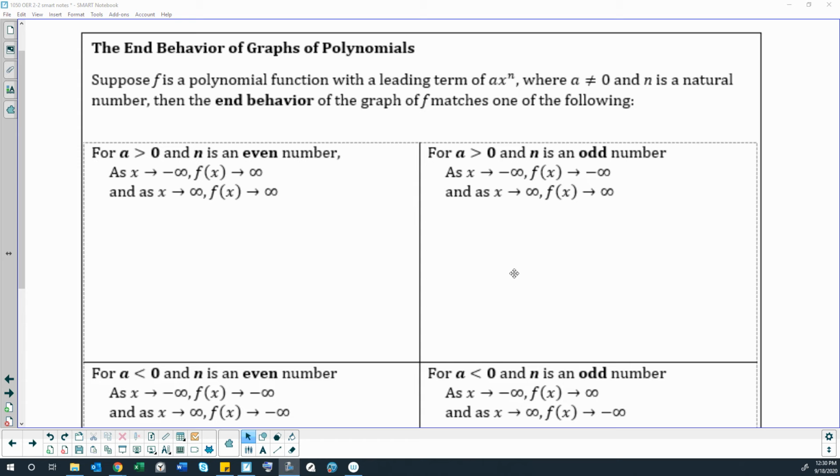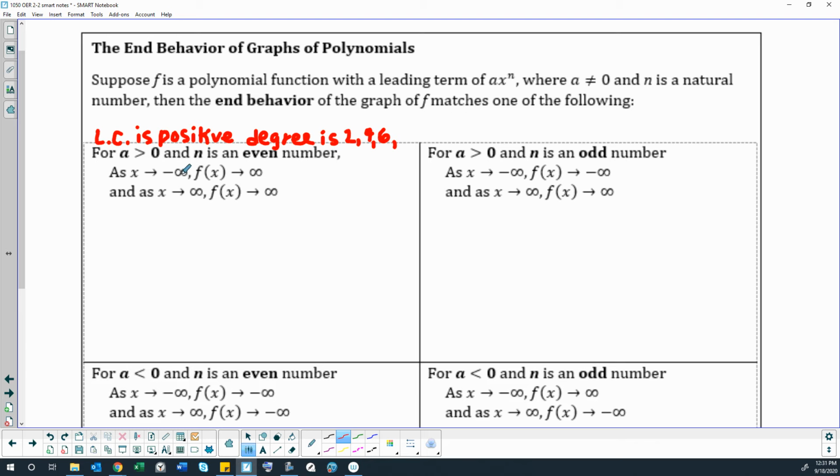Okay, and I have terms for these that I like to use, just a quick way of describing it. For a greater than 0, so if a is a positive number, so our leading coefficient is positive, and n is an even number, that would tell us that our degree is even, like 2 or 4 or 6, etc.